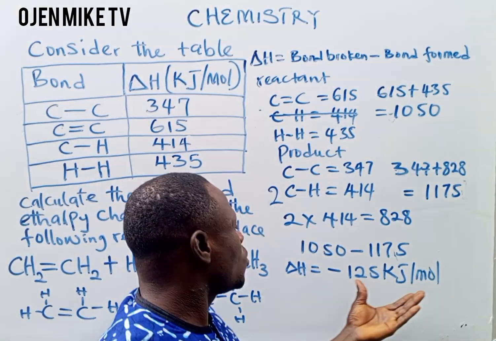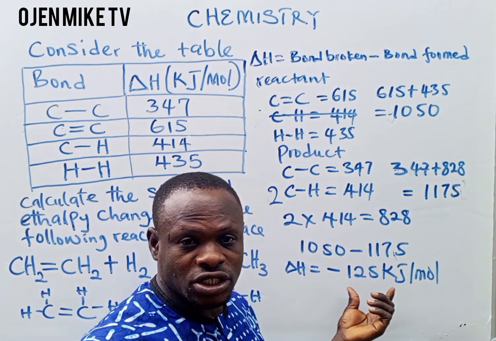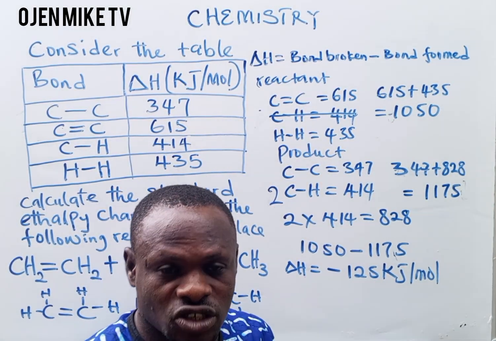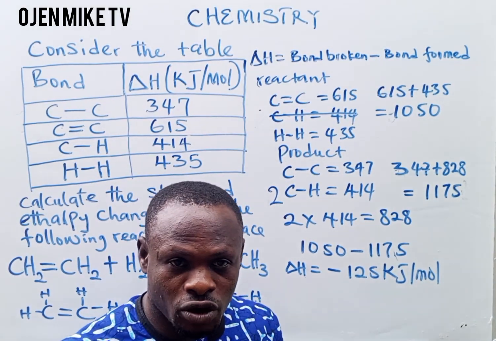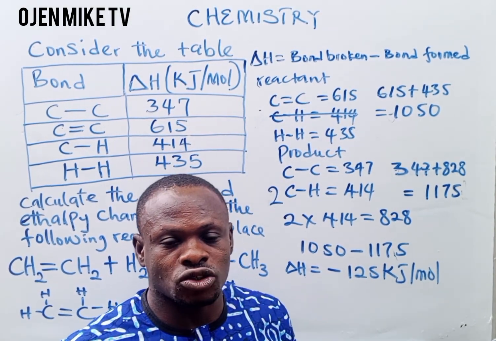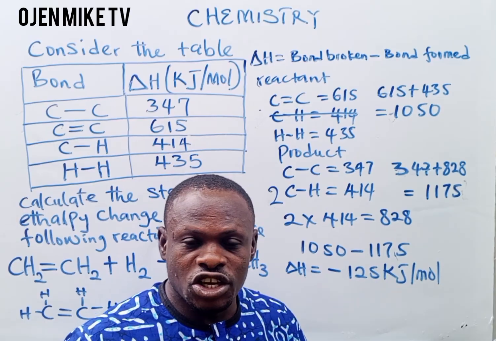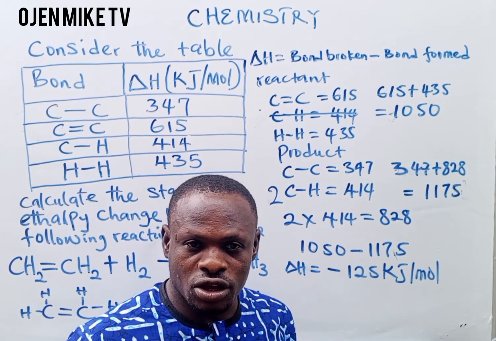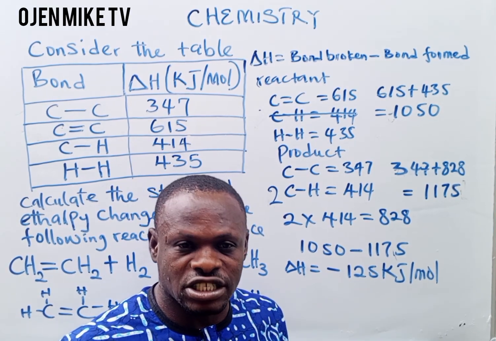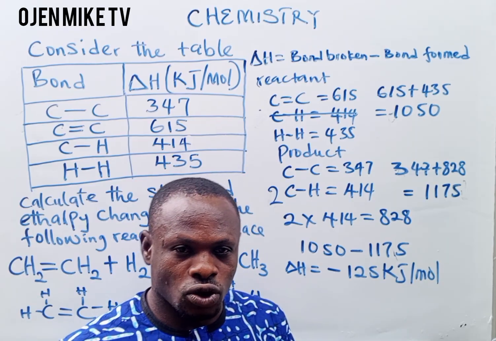Now just know that when the enthalpy change is negative like this, it is an exothermic reaction. Exothermic means that heat is being released into the environment. In every chemical reaction, either heat is being released or heat is being absorbed. When heat is being released, it is exothermic. When heat is being absorbed, it is endothermic.